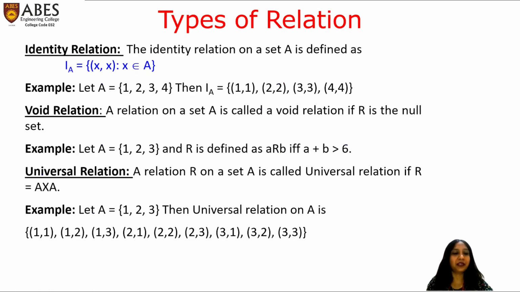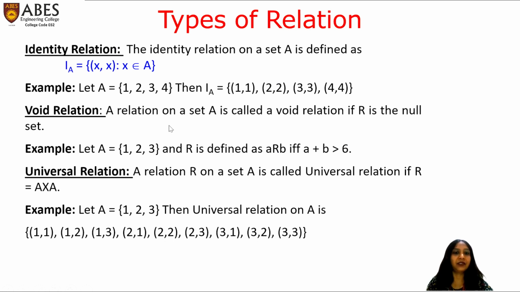Now, these are the types of relation. Continuing, identity relation. The identity relation on set A is defined as IA such that X is related to itself. For example, let A be the set 1, 2, 3, 4. Then IA is 1 related to itself, 2, 2, 3, 3 and 4, 4.